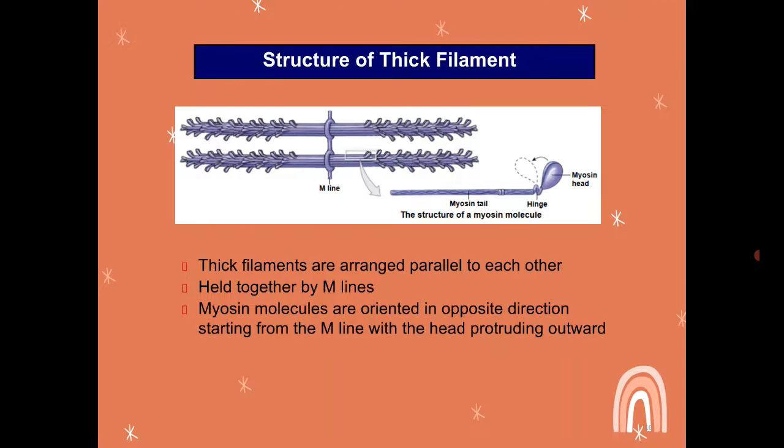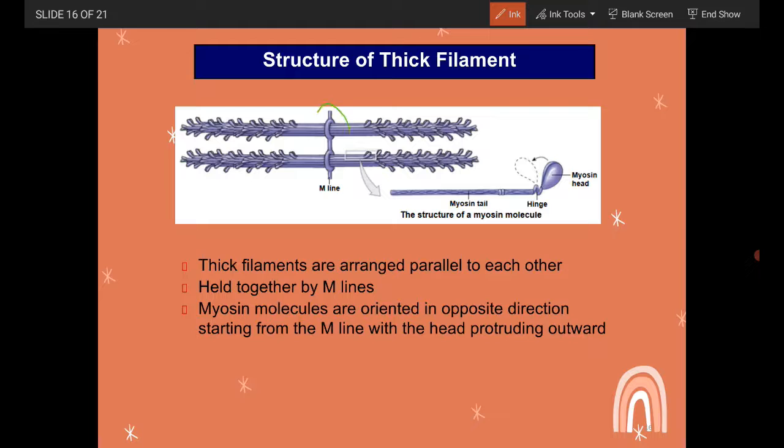The thick filaments are arranged parallel to each other and they are held together by M lines. So this is the M line. Myosin molecules are oriented in opposite directions, starting from the M line with the head protruding outwards. So if you see the head of the myosin, it is protruding outward and it is oriented opposite, starting from the M line.